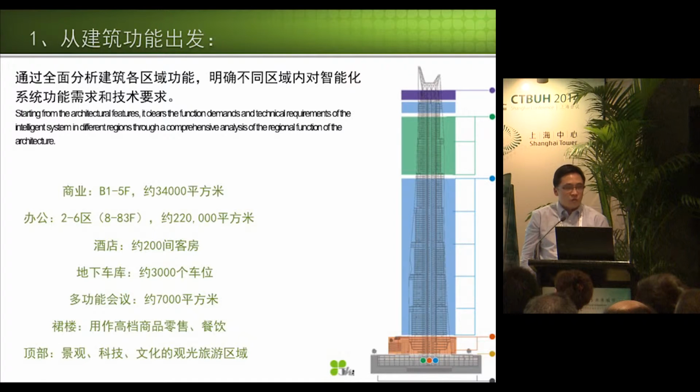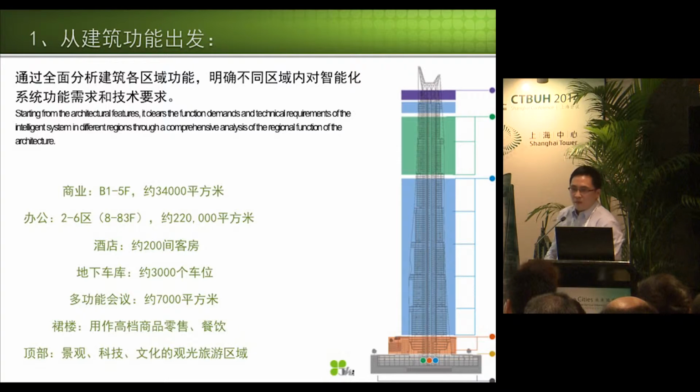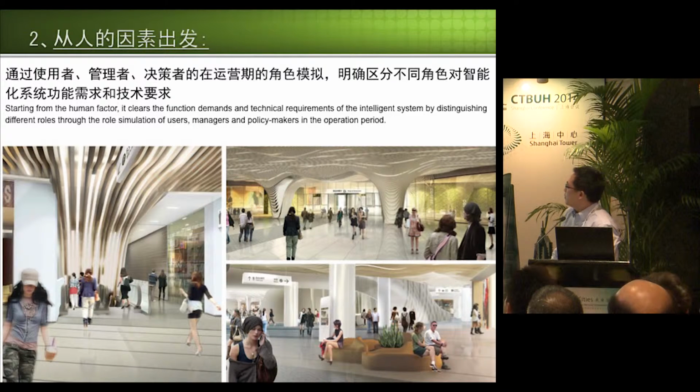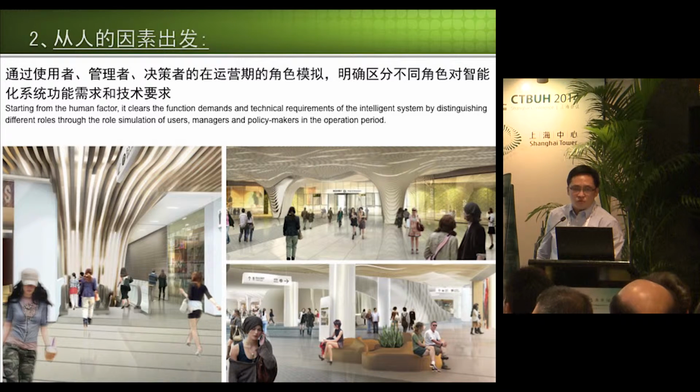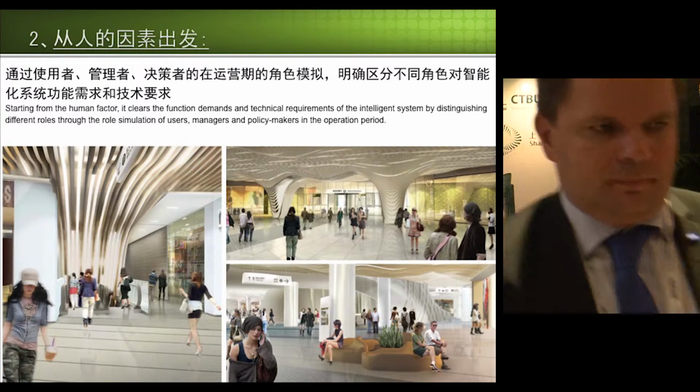First of all, in terms of its building functions, it is composed of commercial area, office, and hotel, and also the car park, the conference rooms, the side buildings, and its top. For different zones, there are different functional requirements. Take the office area, for example. We have attached more importance to its environment, and we hope that we can build a more efficient network for the office area. For the conference room, we have to make sure that it is as flexible as possible.